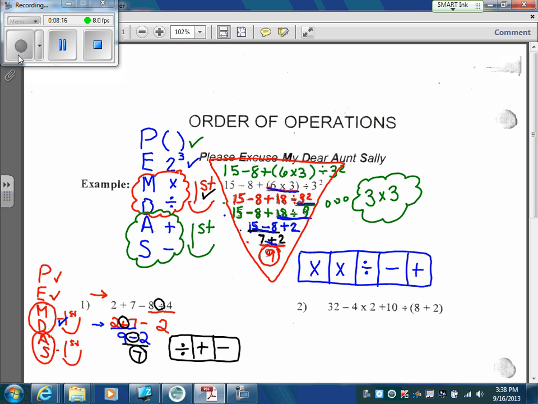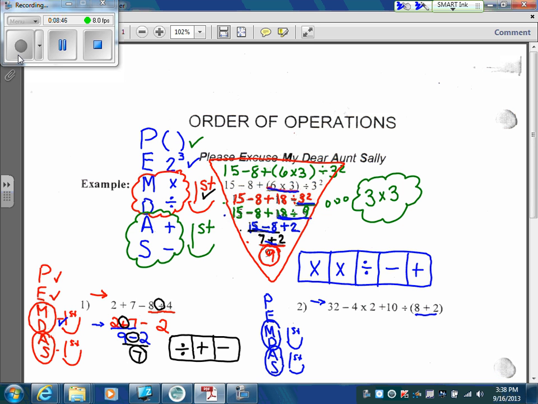Okay, let's do number 2. Again, I'm going to start with my PEMDAS. I'm going to remind myself that these two, it's whichever one I see first. Add, subtract is the same thing, whichever one I see first. But I'm going to start from left to right. I'm going to look for parentheses. Do I see them? Scan, yes, stop, parentheses.